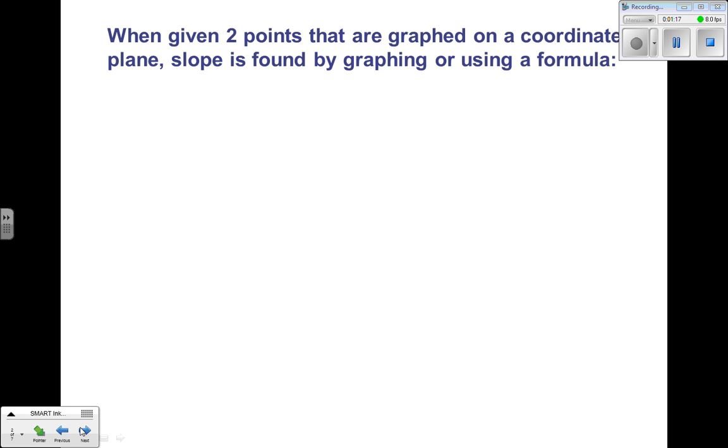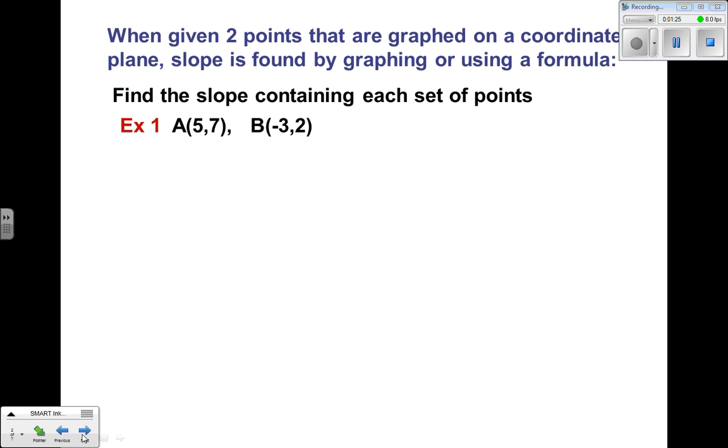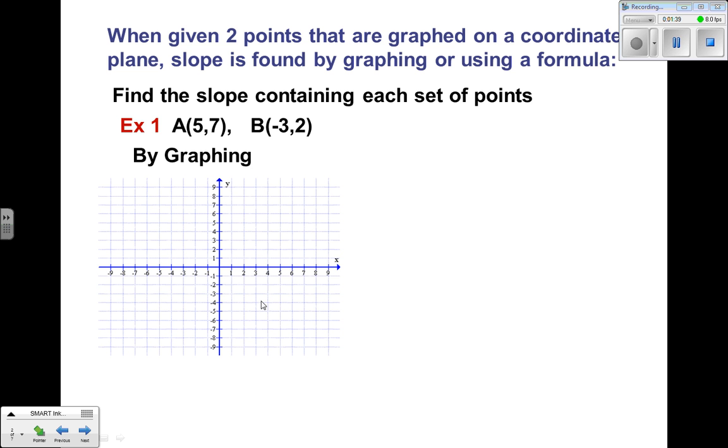When given 2 points that are graphed on a coordinate plane, slope is found by either graphing or using a formula. For example 1, we're going to find the slope containing the set of points. One of the points is (5, 7), and the other is (-3, 2). We're going to first do it by graphing. The first thing we have to do is graph those 2 points.